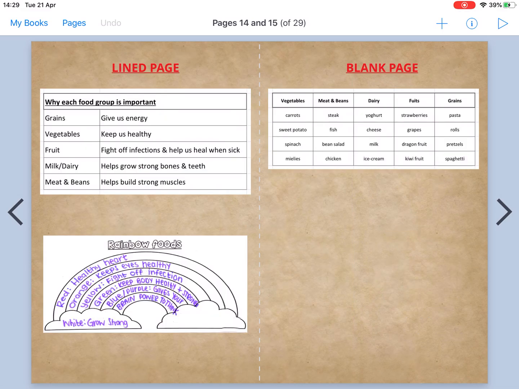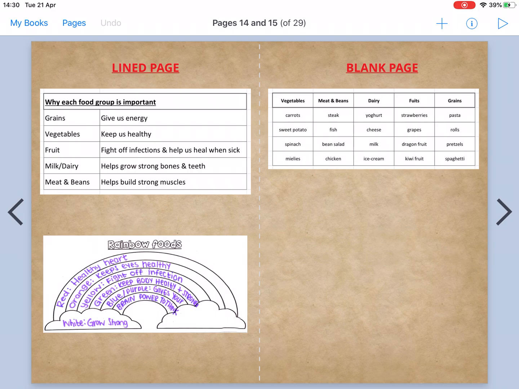So what you had to do for me last week is on the lined page, you had to give me the little table and tell me why grains, vegetables, fruit, milk and dairy, meat and beans are important. You can pause the video now and check that you've done the correct thing in your book. Otherwise, I will put the memos in. You'll see that there'll be a link in Mrs. Spencer's letter, so you can go straight to that document and see that you've got them all right.